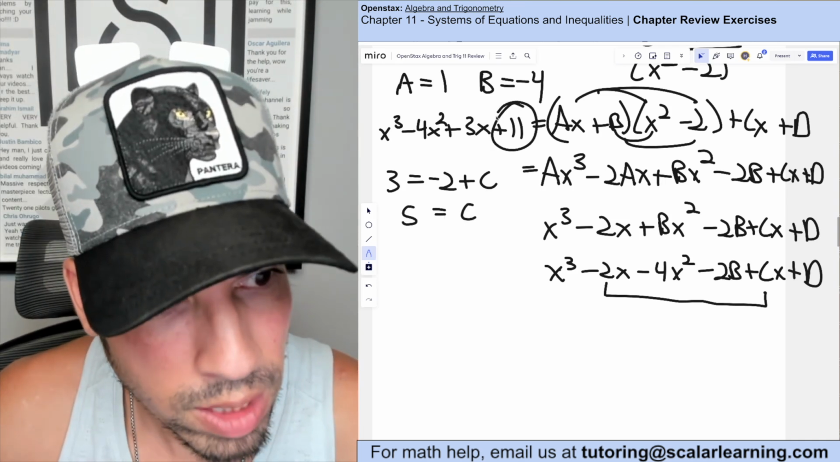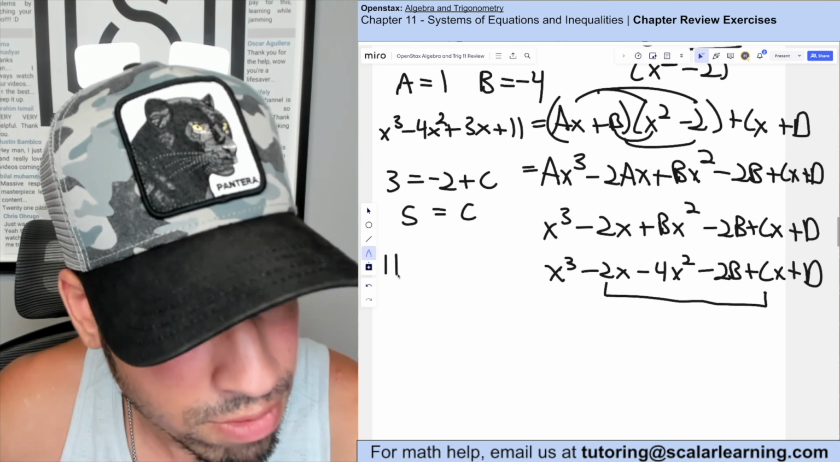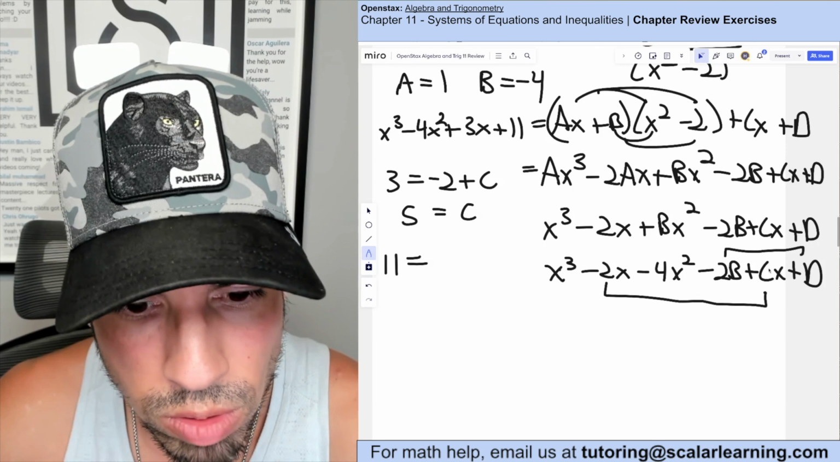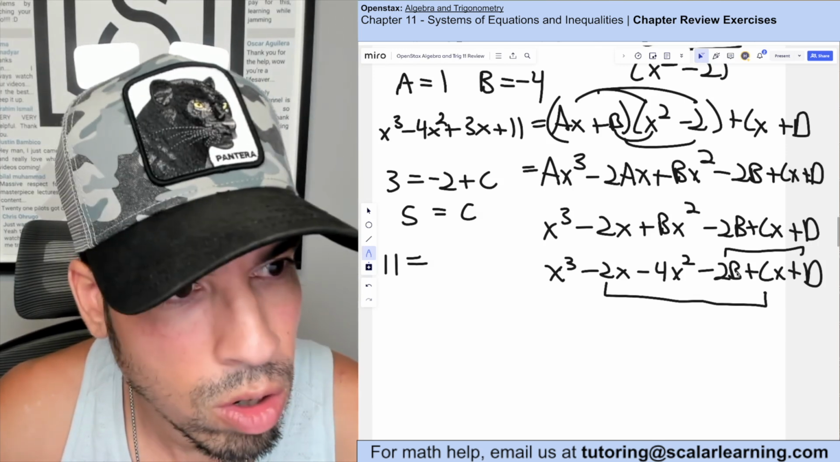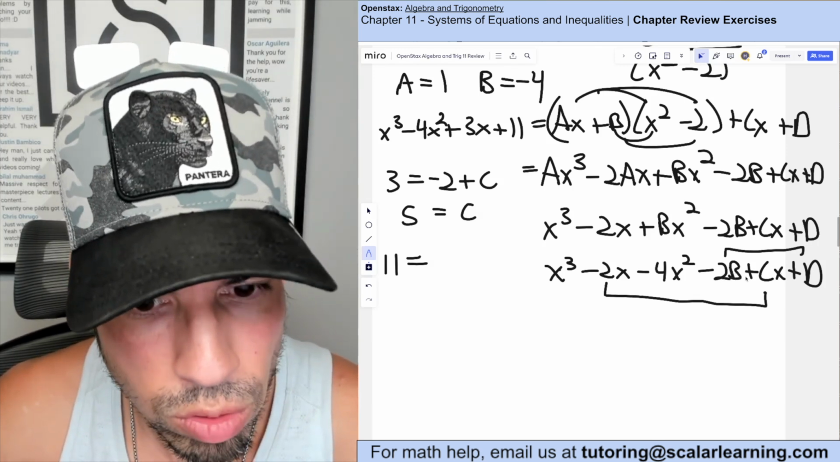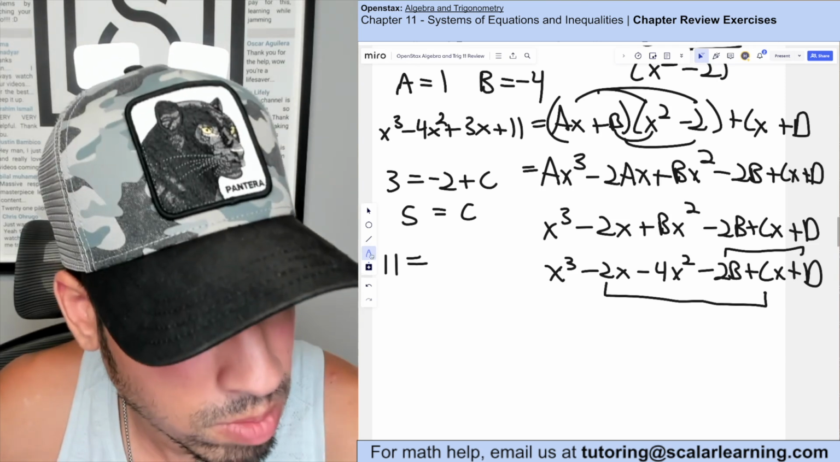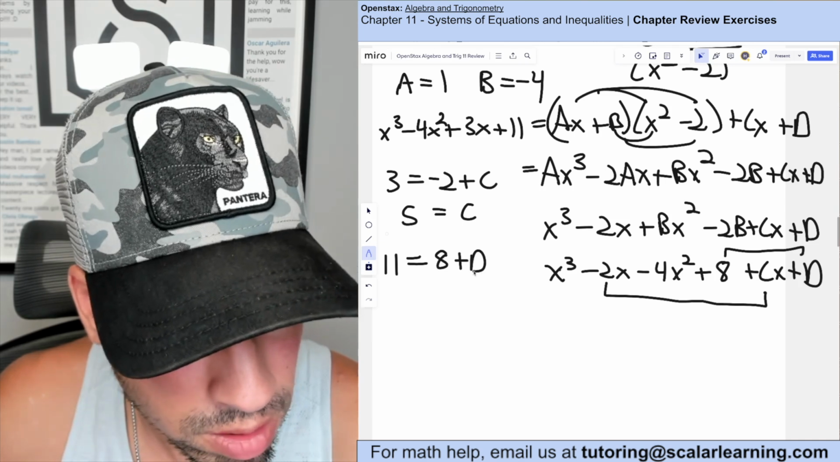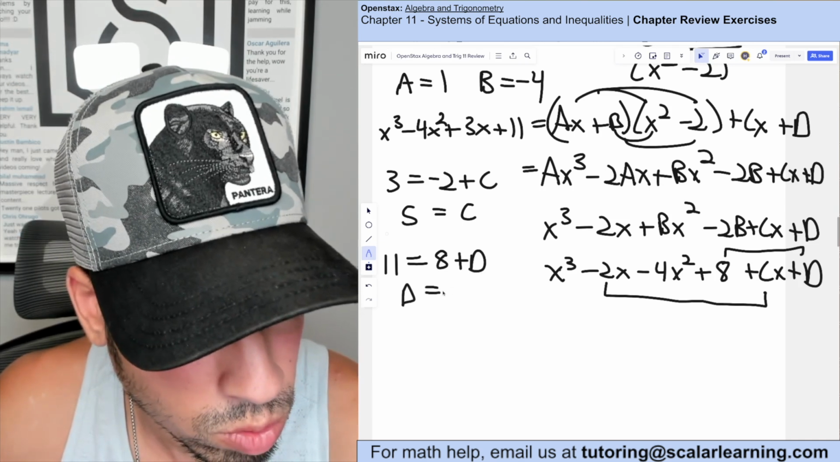And last but not least, we got this constant over here, which is 11, and 11 equals -2b plus d, right? These are the only constants left. And we already know that b is equal to -4. So -2 times -4 is +8. So that means 11 equals 8 plus d, which means d equals 3.